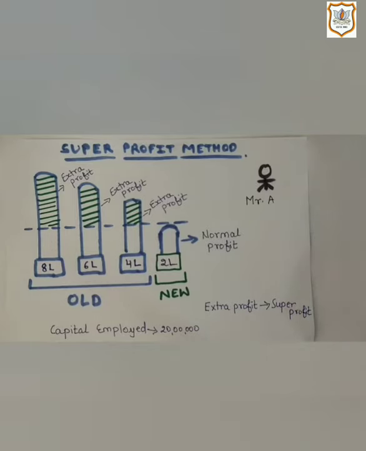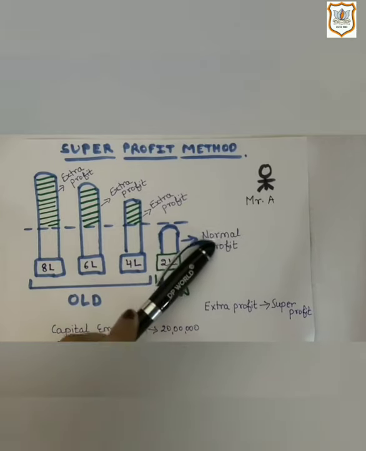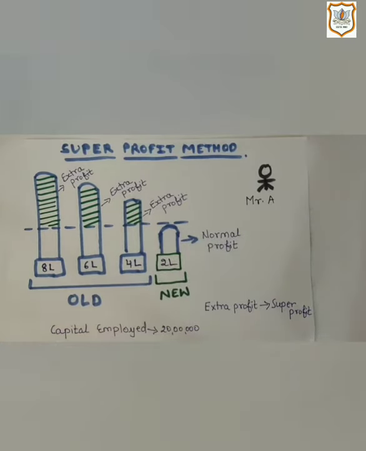Because it is not earning any super profit. Actually, it is not possible for them to earn super profit. Why? Because it is a new business. No one knows about this new business. It does not have reputation in the market. It does not have goodwill. It has earned only normal profit. It has not earned any extra profit. So this is the concept of super profit method.